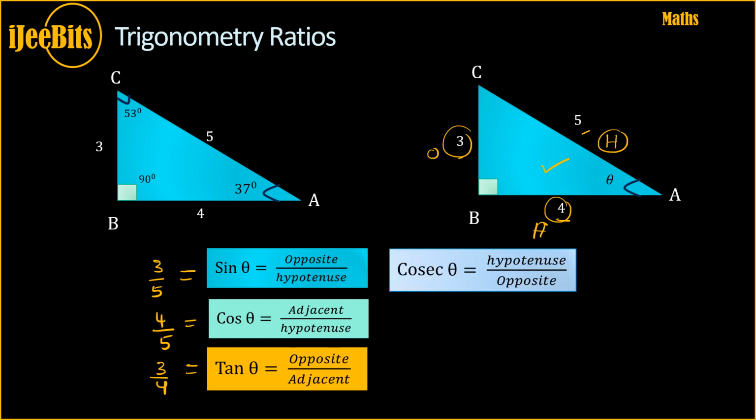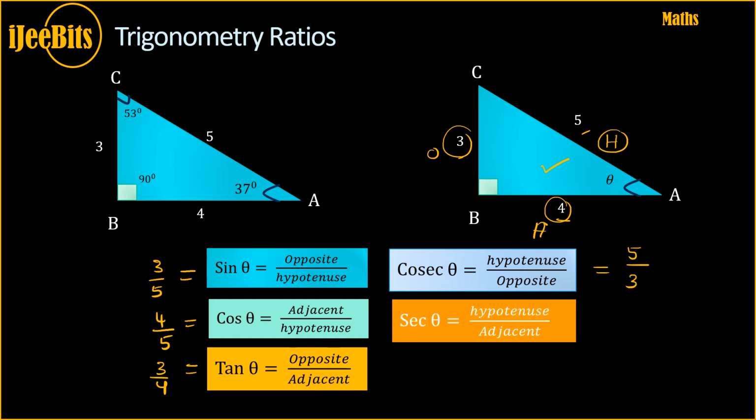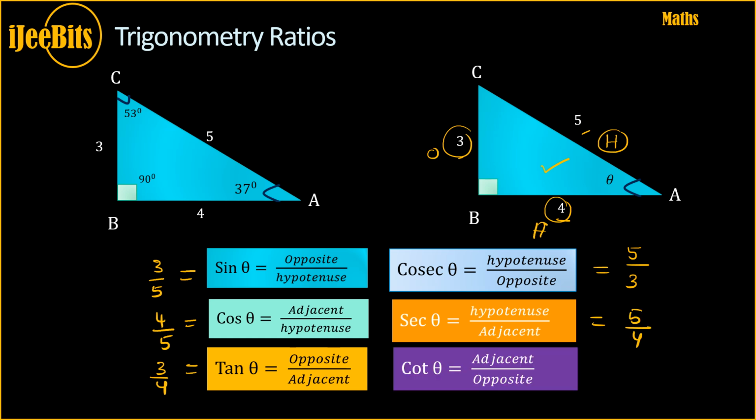Similarly, cosecant theta means hypotenuse is 5 and opposite is 3. Secant theta, similarly, hypotenuse is 5 over adjacent is 4. Cot theta equals adjacent by opposite. Adjacent is 4, opposite is 3. So this is how you have to identify trigonometric ratios and put the values.